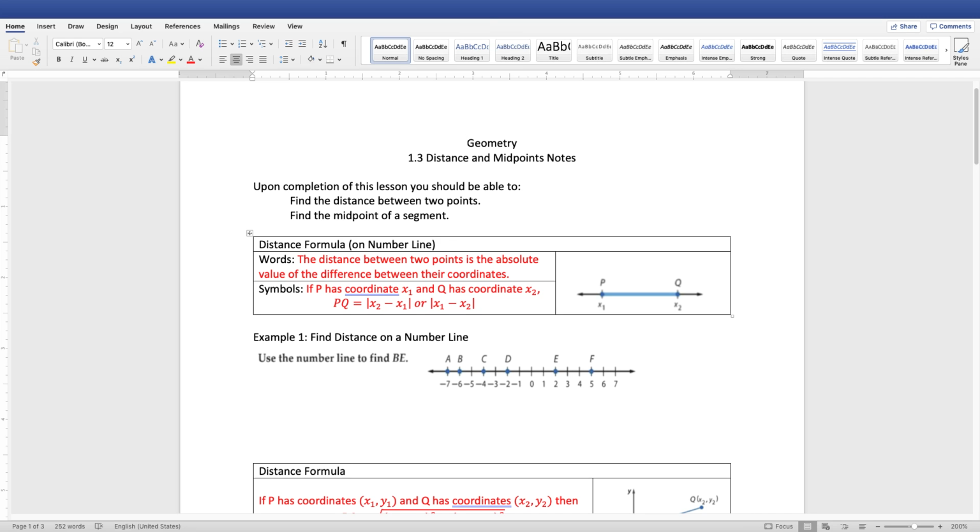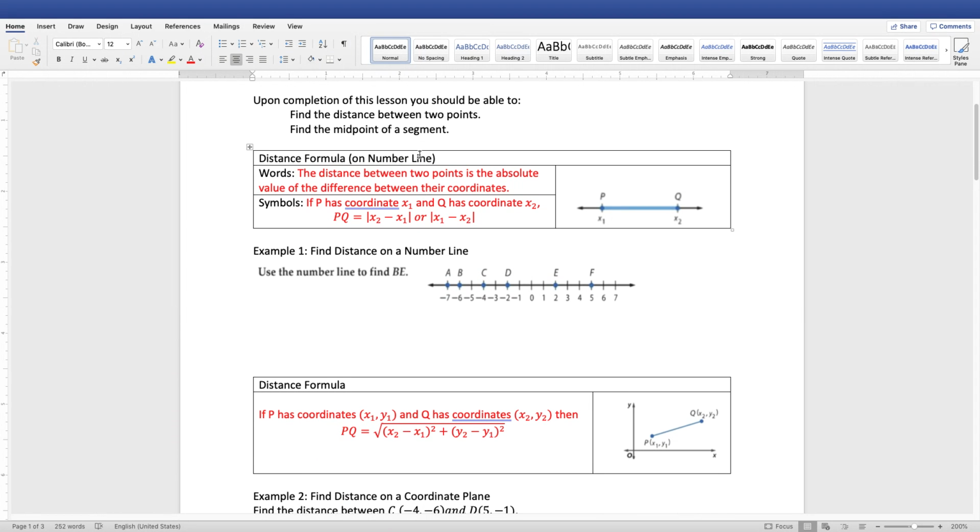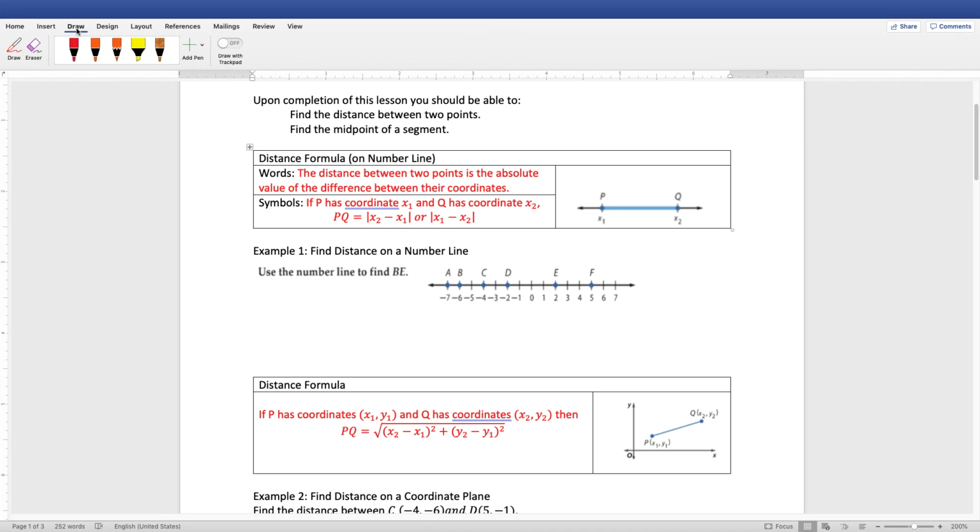Lesson 1.3, distance and midpoint. Upon completion of today's lesson, you should be able to find the distance between 2 points, as well as find the midpoint of a segment.